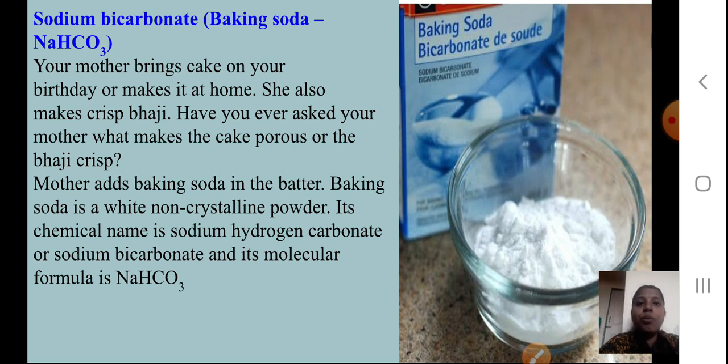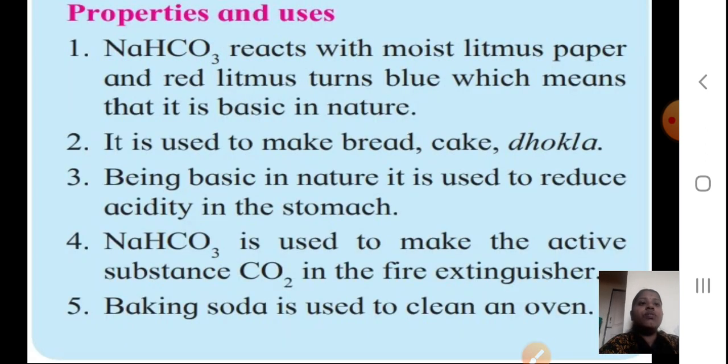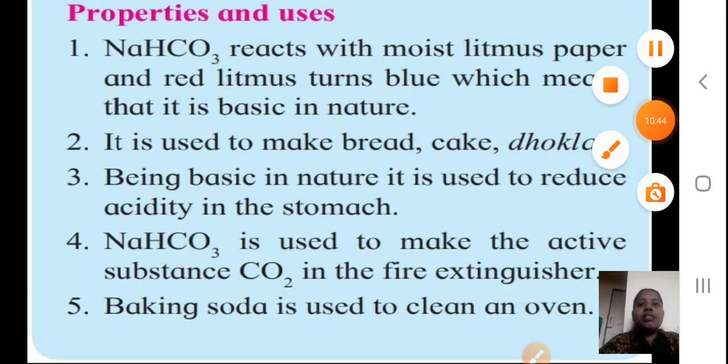Okay students, I hope you will remember this important point. The chemical name can be sodium hydrogen carbonate or sodium bicarbonate. We remember the molecular formula NaHCO3. Okay students, I hope till here it's clear. So we'll proceed now. Yes, now properties and uses.